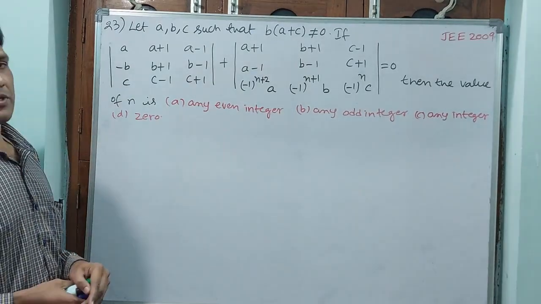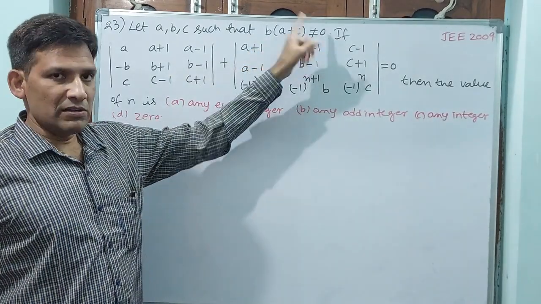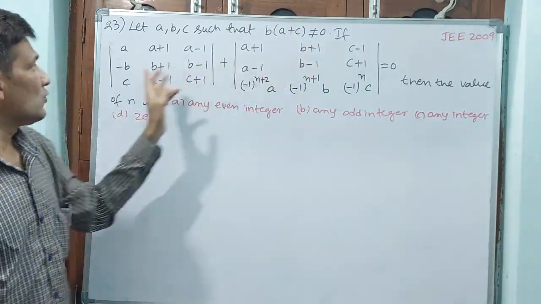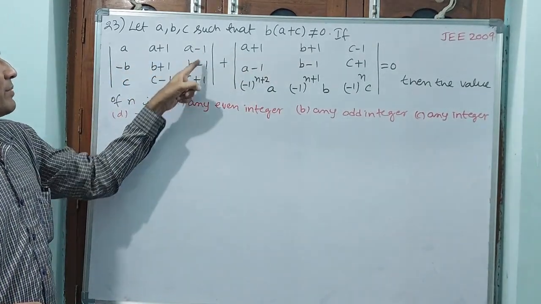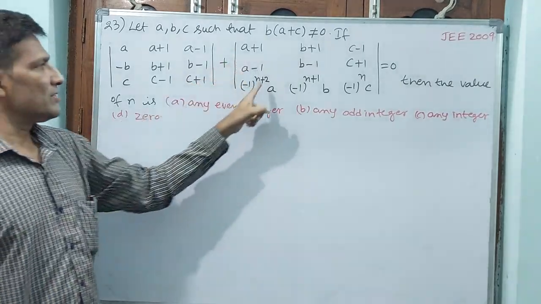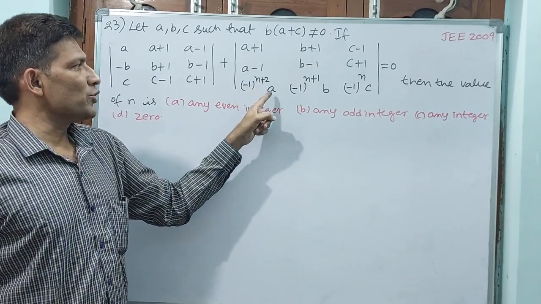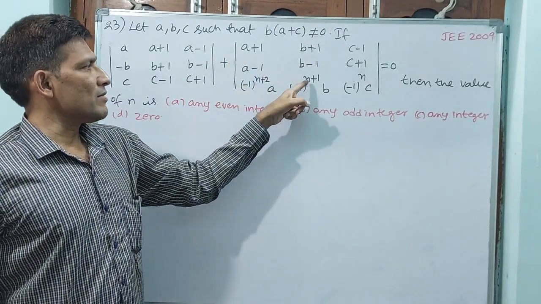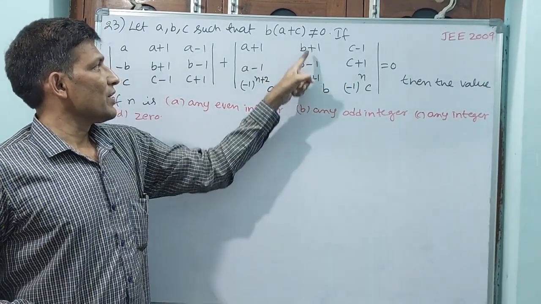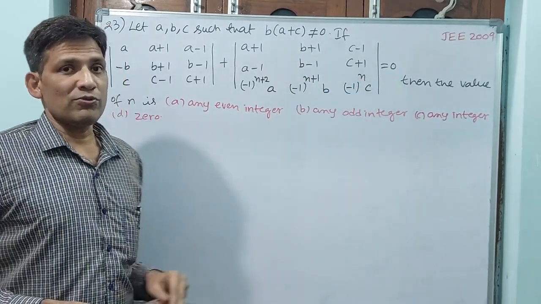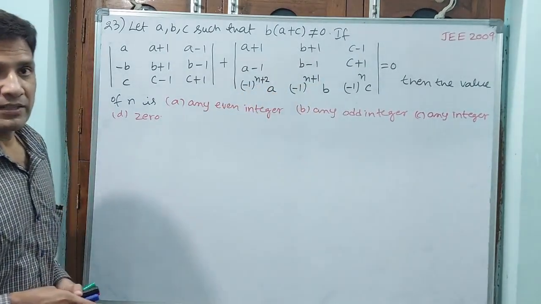Okay, see question number 23. Let A, B, C be such that B into A plus C is not equal to 0. Okay. See, two determinants they have given: A, minus B, C, A plus 1, B plus 1, C minus 1, A minus 1, B minus 1, C plus 1, plus this determinant they have given. You see third row, if you observe carefully, minus 1 to the power of n plus 2 into A, minus 1 whole power n plus 1 into B, minus 1 power n into C. This is equivalent to 0. Then the value of n they are asking.